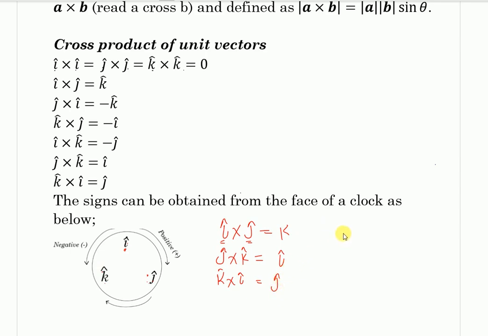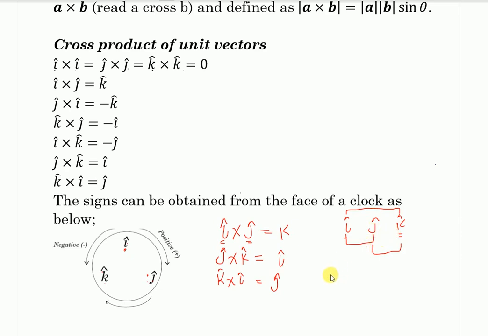Now this is what you need to take note of. Of the three, i, j, and k, if I cross this and that, the answer should be k. If I cross this one and this one, the answer should be j. So j, when I cross it with k, the answer should be i. So it means that whatever is not involved in the cross product is the answer.